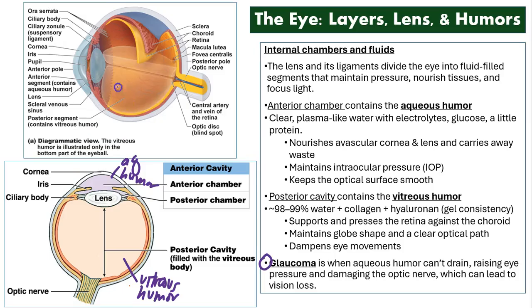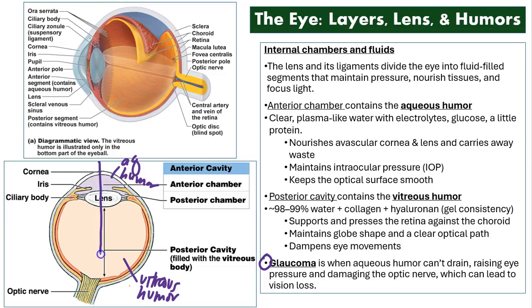Then we have the posterior cavity. Again, mainly it's just going to be the cavity or a segment here. This is going to be made of vitreous humor, which is basically 99% water, with some collagen in there, and some hyaluron, which is giving it its gel-like consistency. This, again, is going to support and press the retina against the choroid.